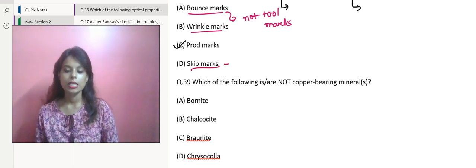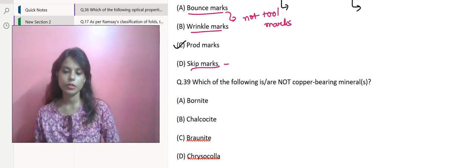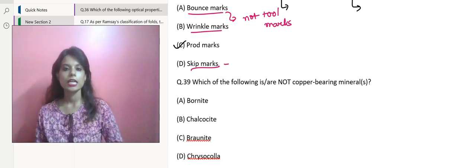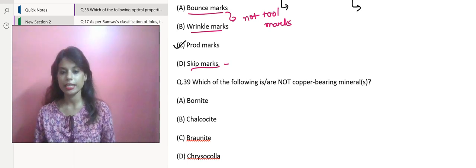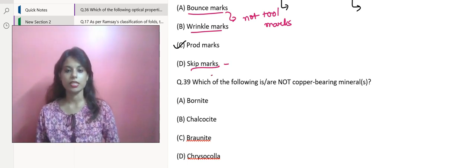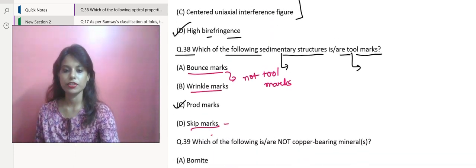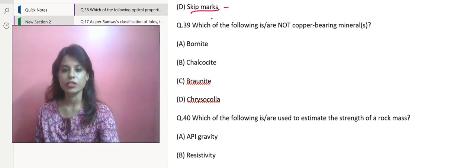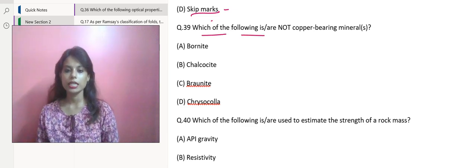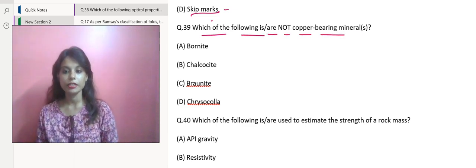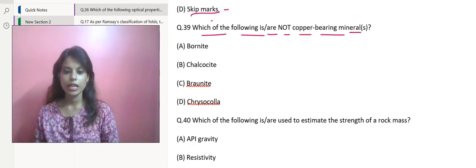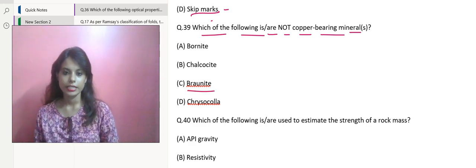Now, skip marks. Skip marks are created by the partial erosion of sediment, which leaves behind certain irregular patches of exposed sediment. That is what skip marks are. So we have chosen our correct option for our question. Let's move over to the next question. That is, which of the following is or are not copper bearing mineral or minerals? Your correct answer would be braunite. Braunite is your correct answer.